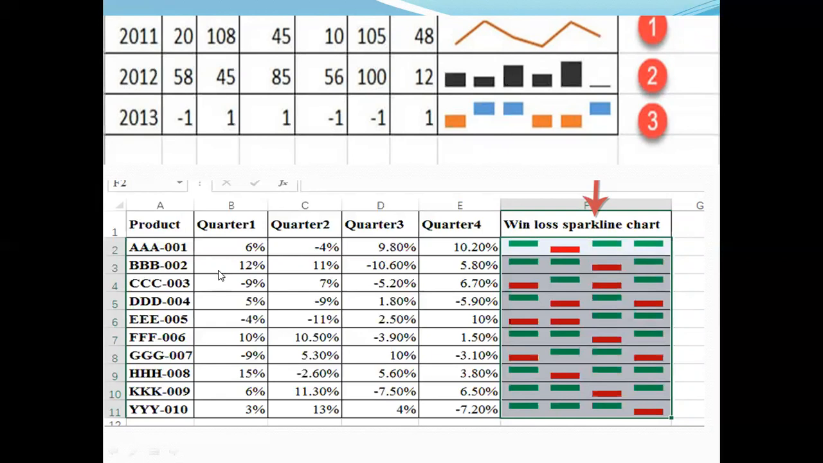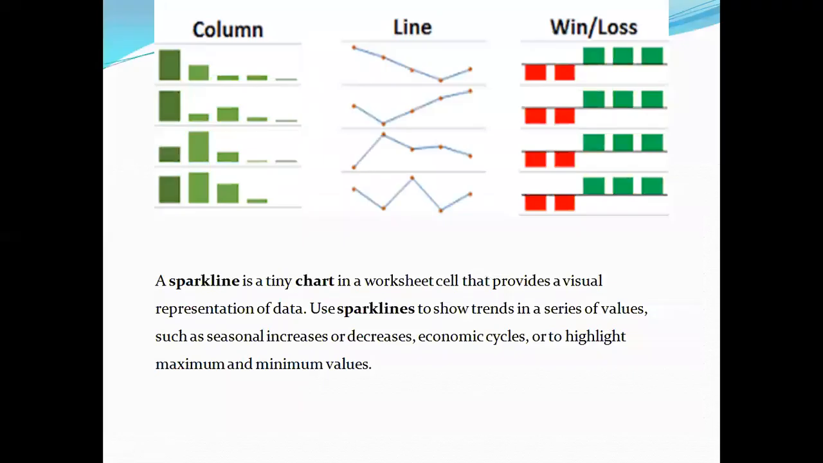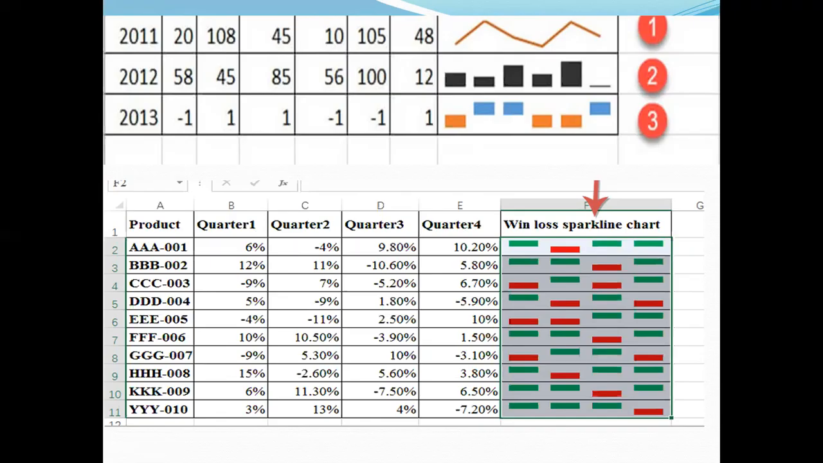I have taken two examples here. You can see this second example, with product, quarter 1, quarter 2, quarter 3, quarter 4. This is only one row, and for this one row, I have used one win-loss Sparkline chart. Instead of win-loss Sparkline, we can also use a different type, like line or column. So there are three types of Sparkline charts: column, line, and win-loss, and they are used in each row.